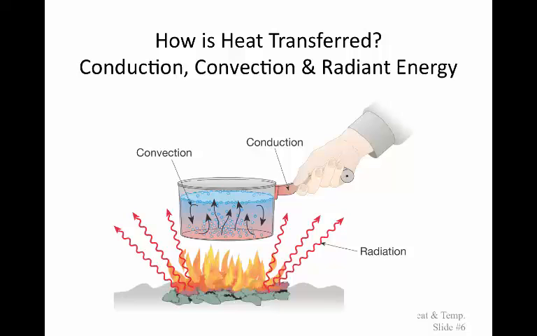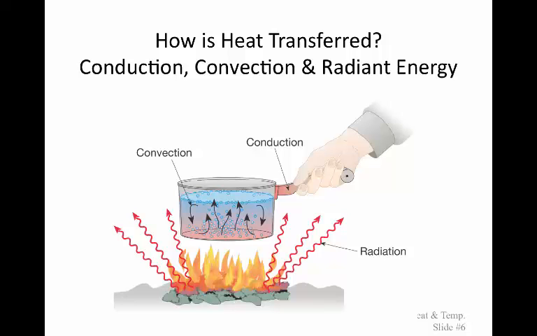The other way in which you get heat transferred is radiant energy. And radiant energy is something where you have basically, you'll see the picture here. You'll see that they're showing these wavy arrows moving away from the flame. And basically, it's the only way in which you can transfer heat without having a medium present.